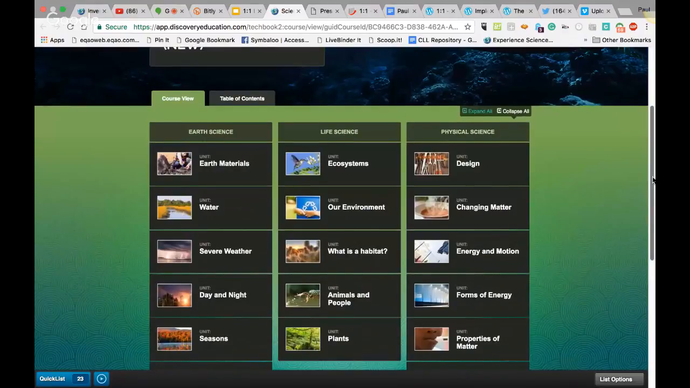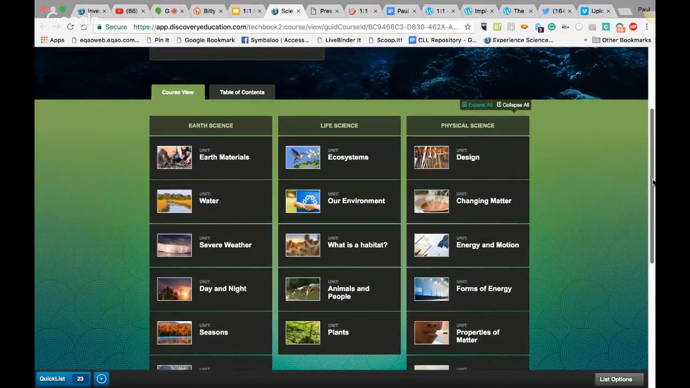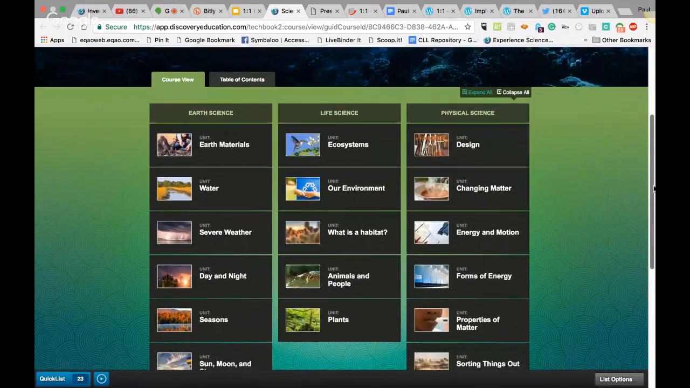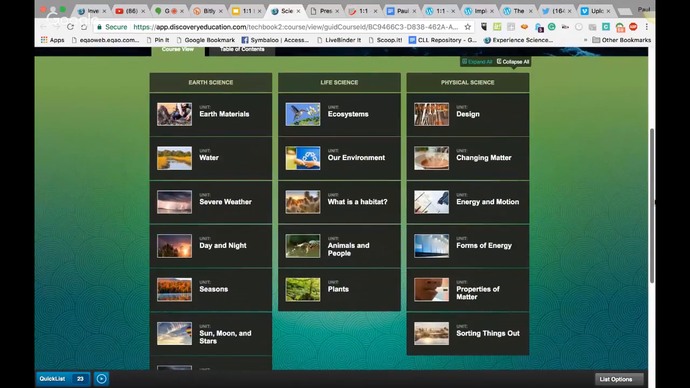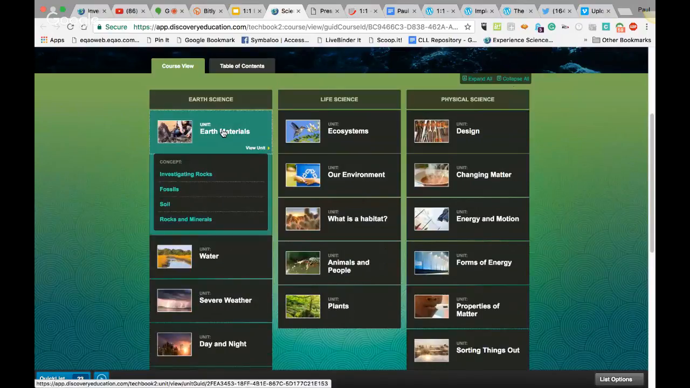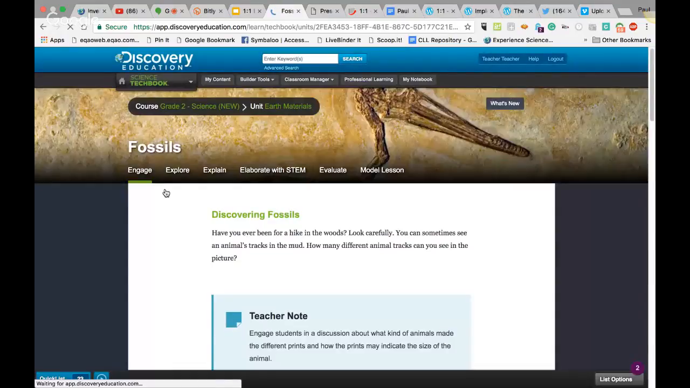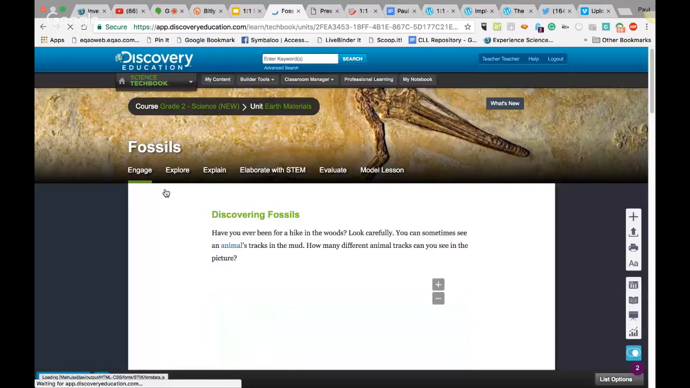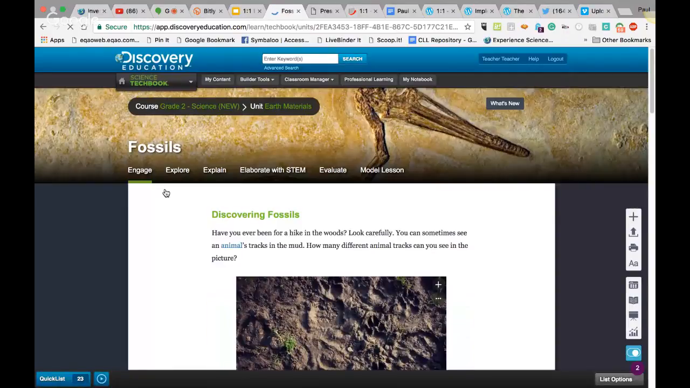You can see how it's broken down, the different subject matters that are listed here. We'll just choose one, Earth materials, and you see it's broken down into 4 areas. Let's say we click on fossils and take a look at that. What you'll see, and this is the same through all the Discovery Education Science Techbook material, is that it's broken down into engage, explore, explain, and elaborate with STEM.